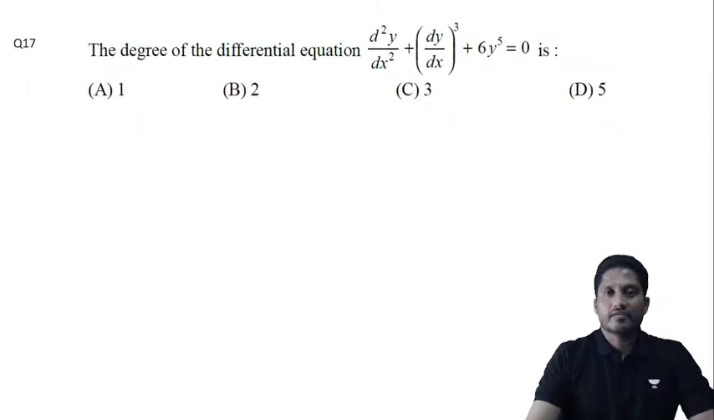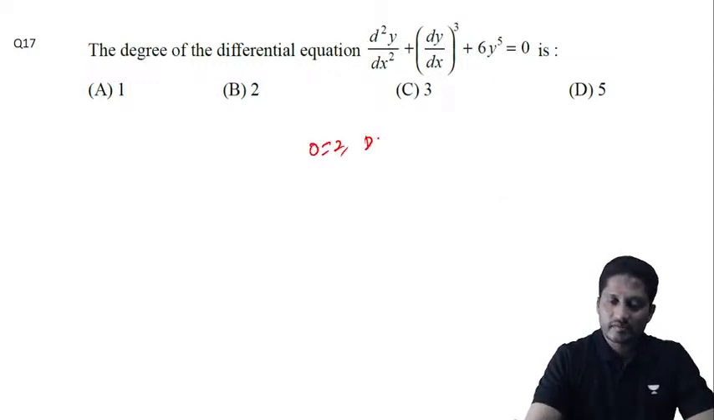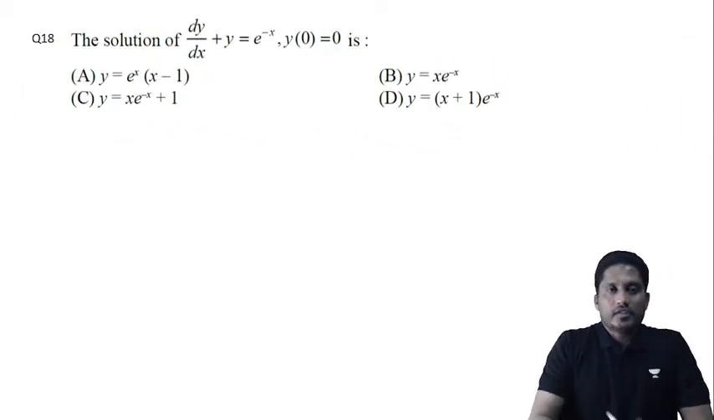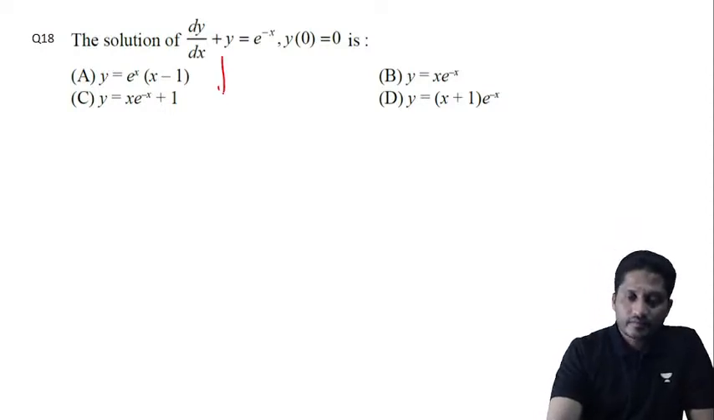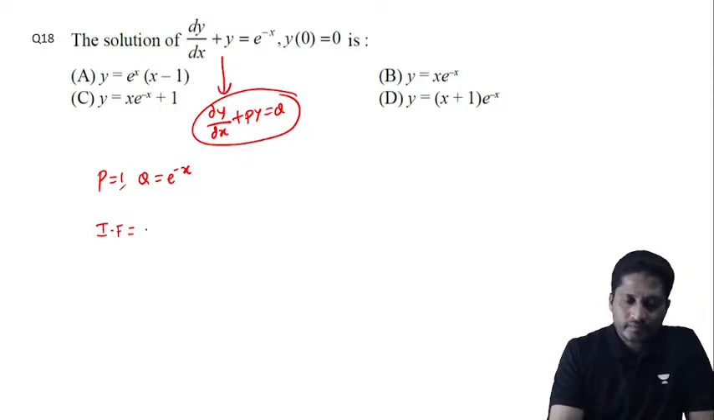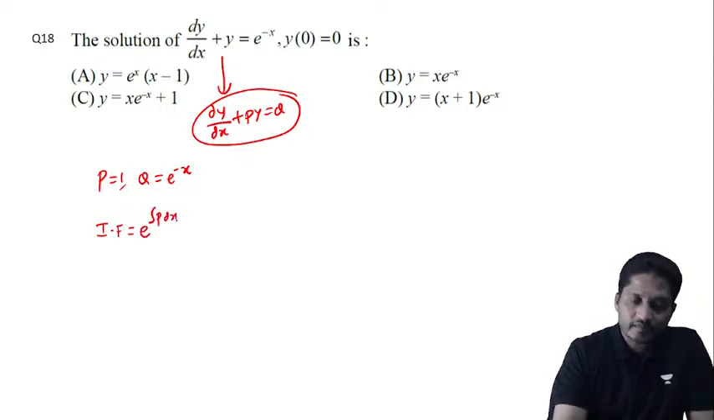The order of the differential equation is 2, right? Degree is 1. This is a linear differential equation. This is of the form dy by dx plus py equal to q, right? P is equal to 1 and q is equal to e power minus x. Integrating factor is e power integration of p dx, e power integration of dx, which is equal to e power x.